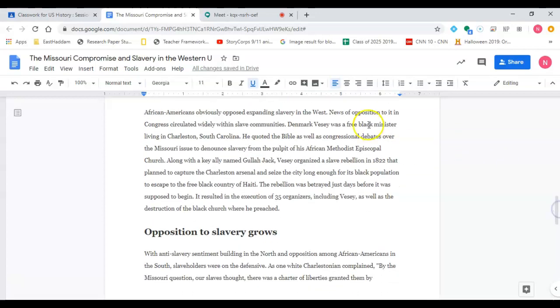African Americans obviously opposed expanding slavery in the West. News of opposition in Congress circulated widely within slave communities. Denmark Vesey, a free black minister living in Charleston, South Carolina, quoted the Bible as well as the congressional debates over the Missouri issue to denounce slavery from the pulpit of his African Methodist Episcopal Church. Along with a key ally named Gullah Jack, Vesey organized a slave rebellion in 1822 that planned to capture the Charleston Arsenal and seize the city long enough for its black population to escape to the free black country of Haiti. The rebellion was betrayed just days before it was supposed to begin. It resulted in the execution of 35 organizers, including Vesey, as well as the destruction of the black church where he preached.